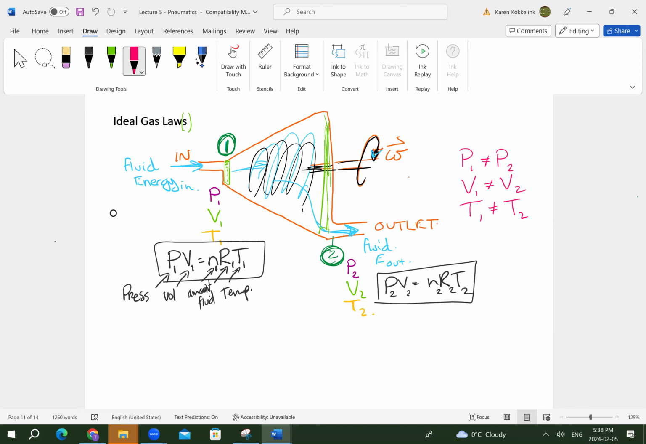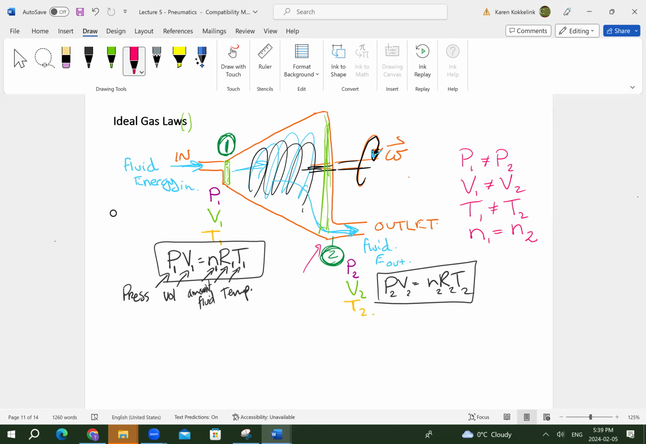But the amount of fluid that came in must be equal to the amount of fluid that came out, because there's only an inlet here. There's an outlet here. There's no other outlet over here, because then it would be in equals out 1 plus out 2. But it's not like that. There's only one outlet. So whatever came in must be coming out, because there's no other place for it to go. So the amount of moles in must equal the amount of moles out.